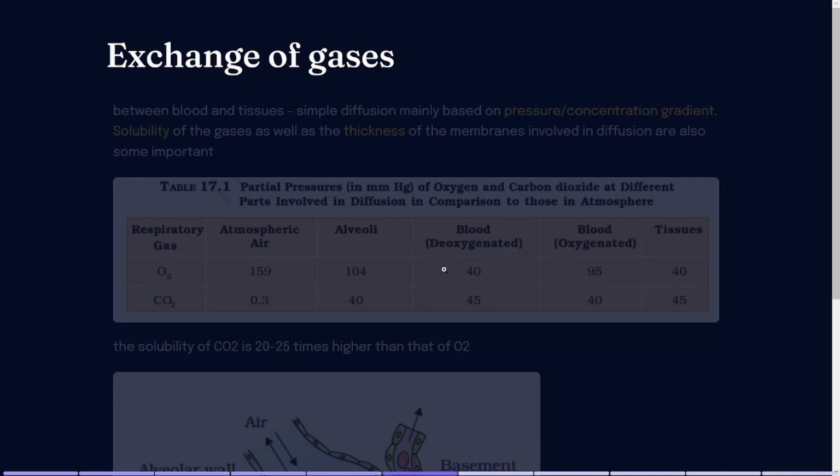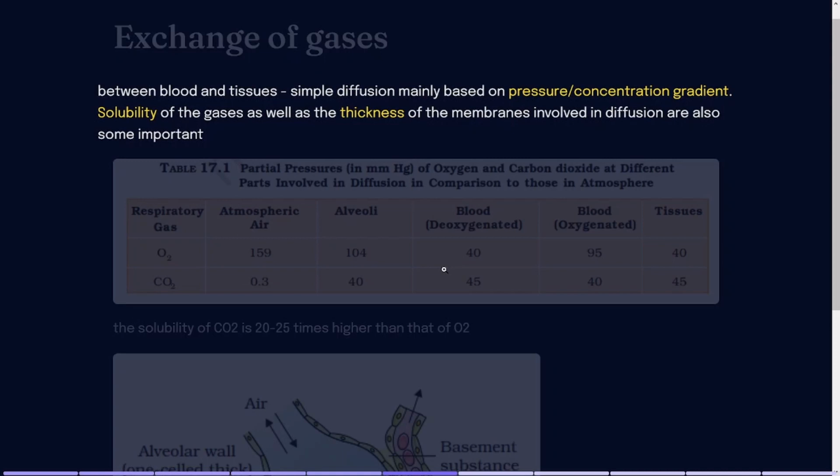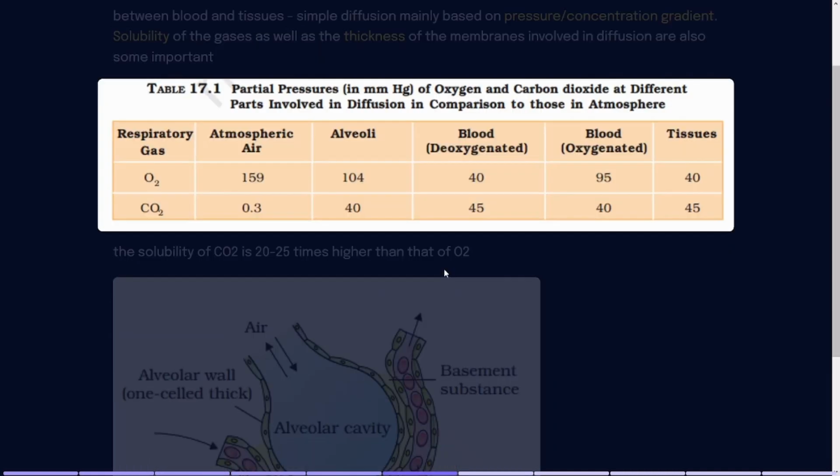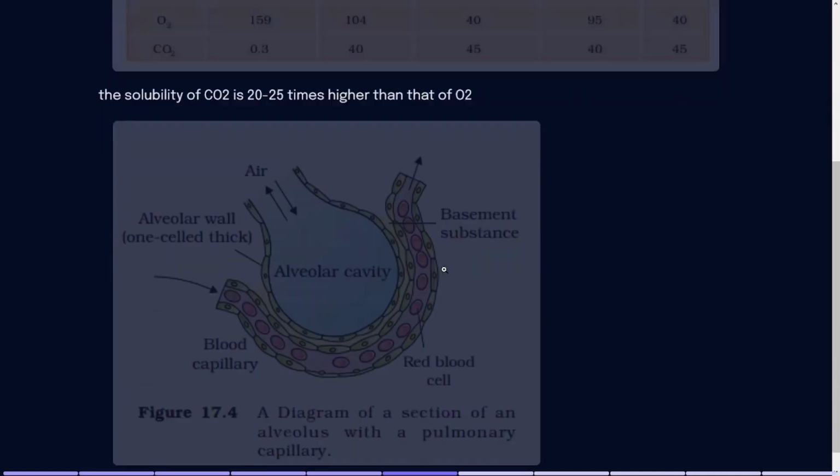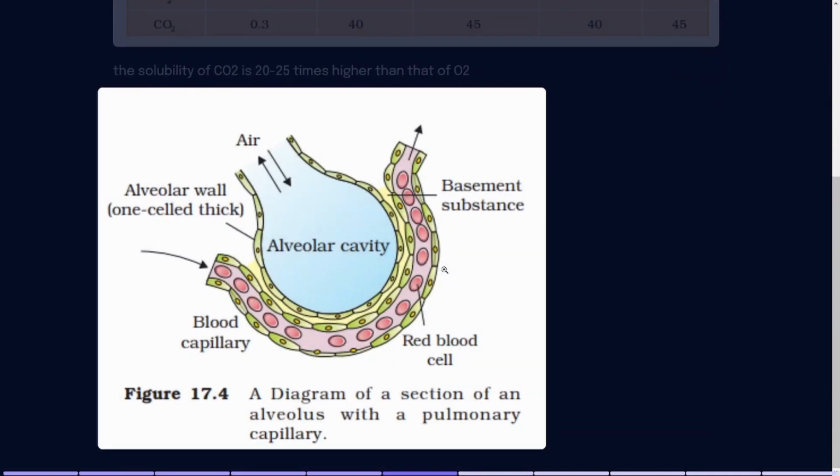Moving to the next important part, there is exchange of gases. So exchange of gases between blood and tissue occurs through simple diffusion, which is based on the pressure concentration gradient and solubility of gases, as well as thickness of the membrane involved. We'll move to the thickness part later. The more the solubility, the more the exchange of gases will be enabled, and the less the thickness, the more the exchange of gases will be enabled. Therefore, the wall that is present between the alveolar cavity in an alveoli and the blood vessels that cover the alveolar cavity is very thin.